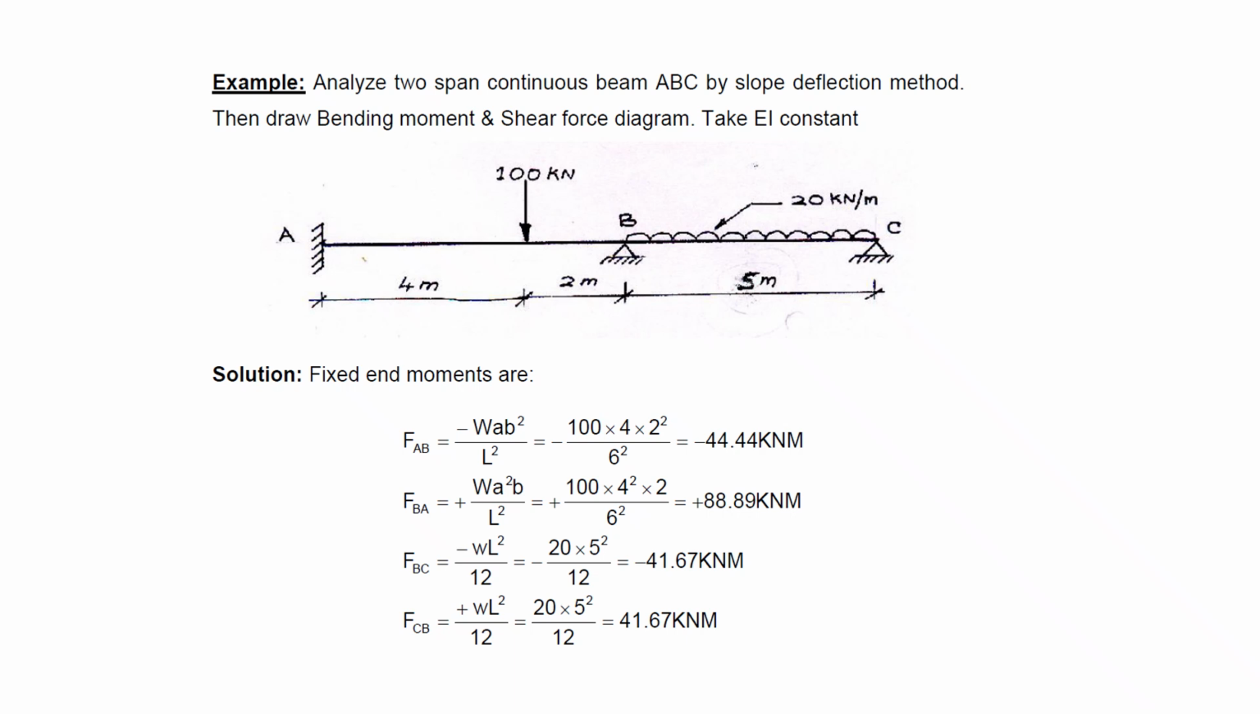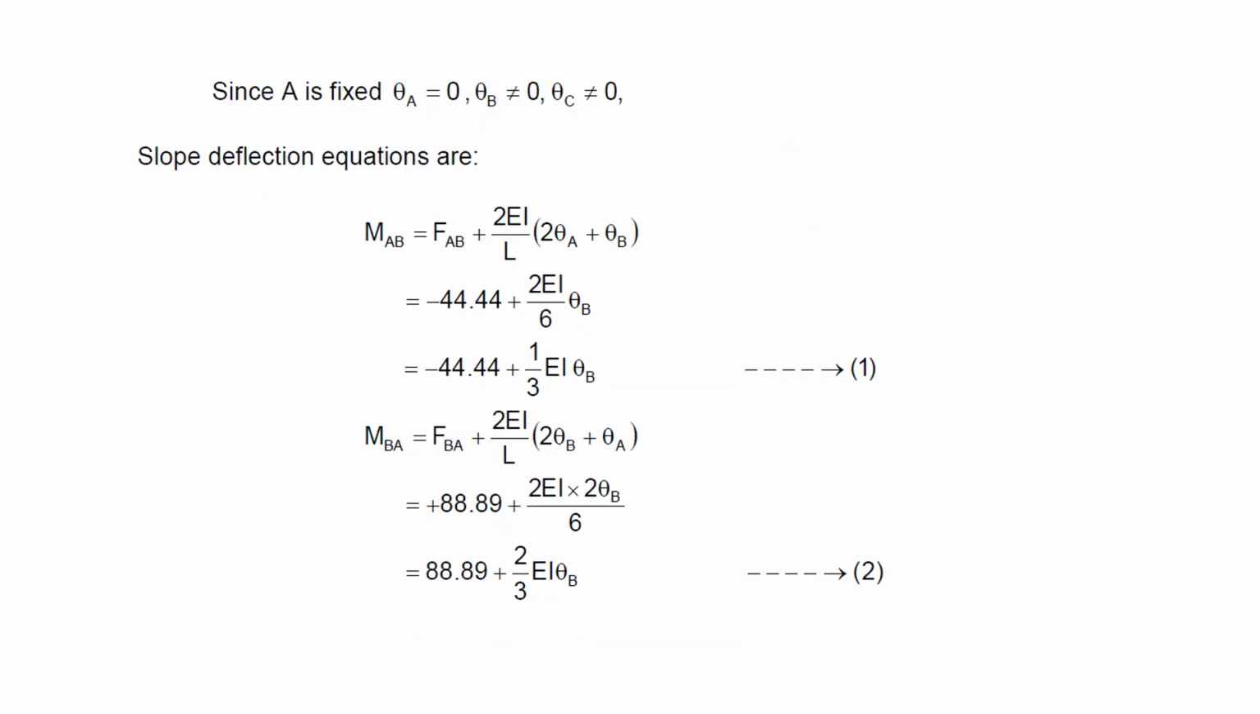And next span BC, it is completely with UDL, full UDL acting over the entire span. So the left side moment is minus W L square by 12, and the right side moment is plus W L square by 12. So if you substitute W as 20 kilonewton per meter and span length 5 meter, the left side fixed moment FBC is minus 41.67 and FCB is plus 41.67. So after finding these bending moments, we can write the slope deflection equations. And before that, we decided already theta A is 0, and theta B and theta C are the unknowns. So with this, we are writing the slope deflection equations.